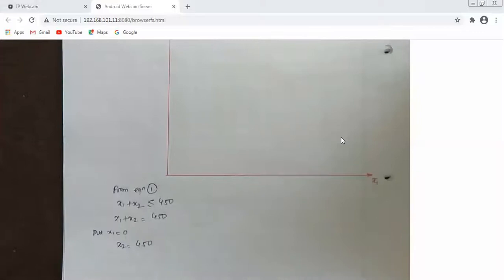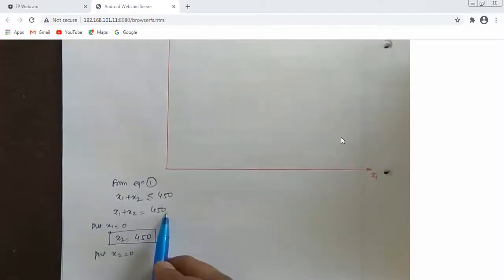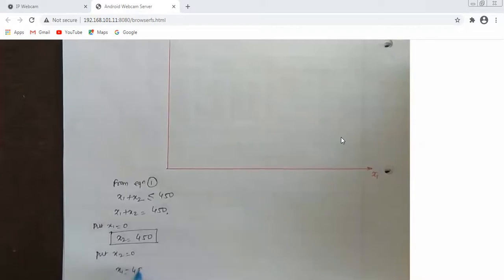Okay. So from this we'll get the value of x2. Next, again put x2 equal to 0 in this equation. From that we'll get x1 equal to again 450. This is what we get from equation number 1.